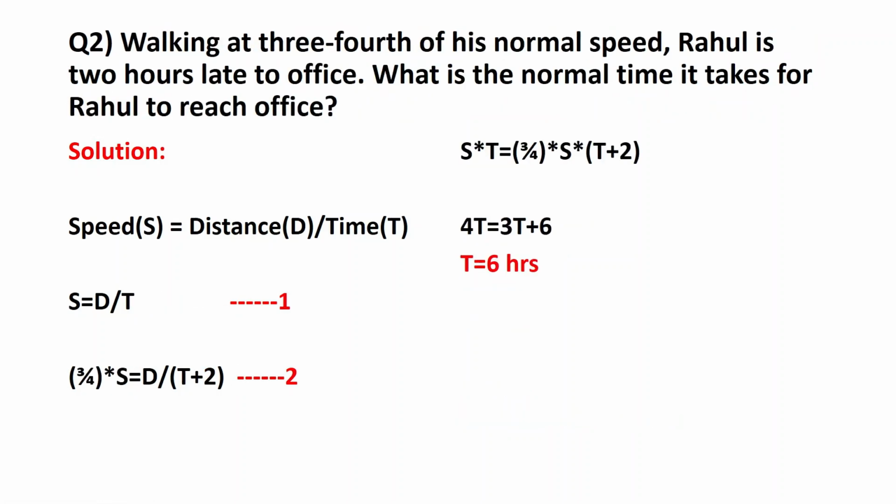The second question is a very normal question. We can go through it quickly. Walking at 3/4 of his normal speed, Rahul is 2 hours late to the office.